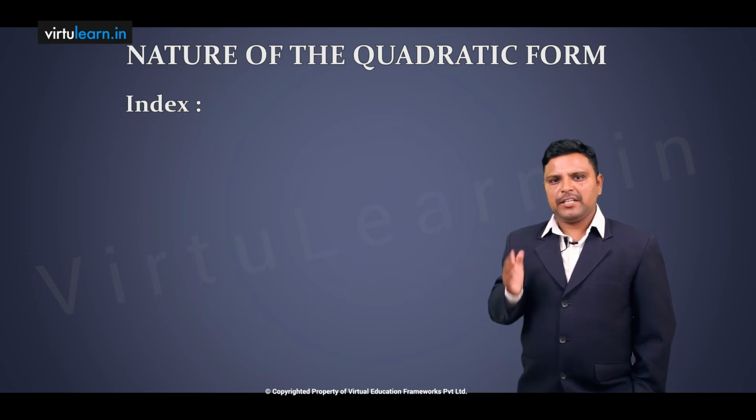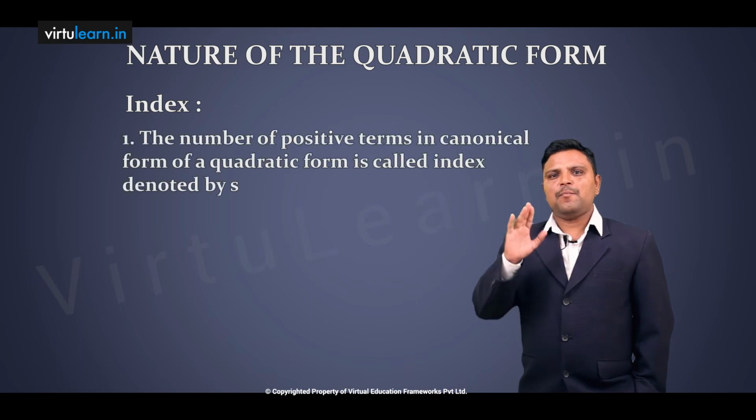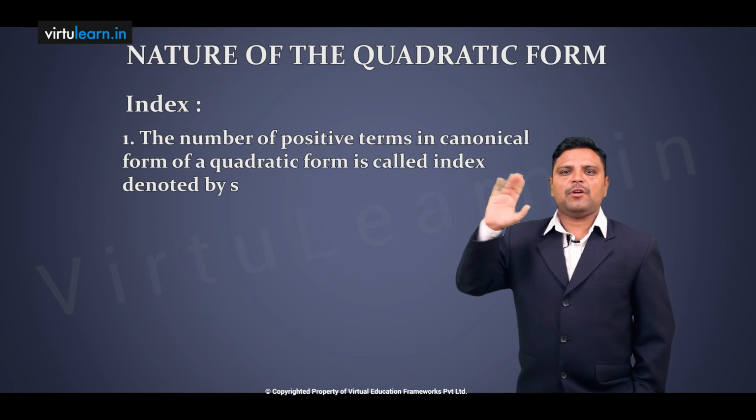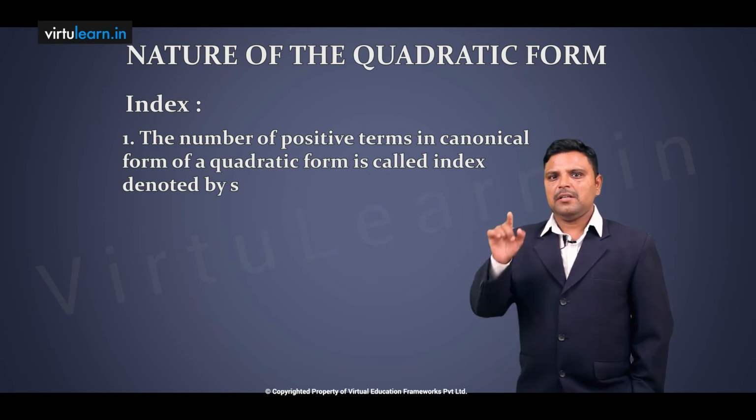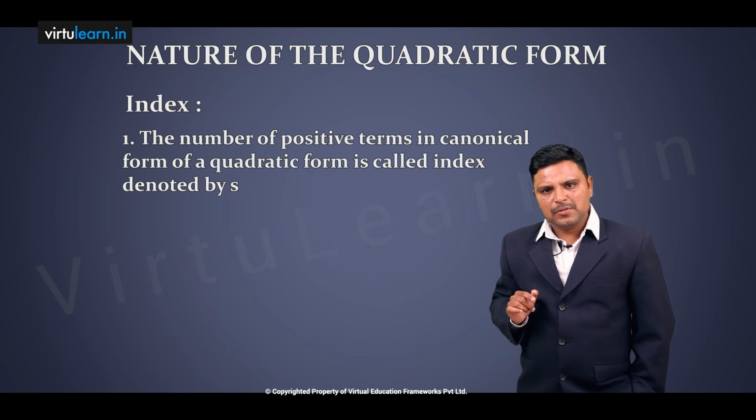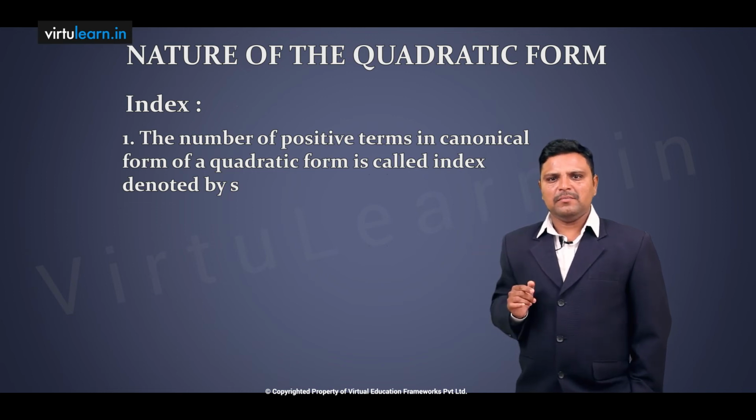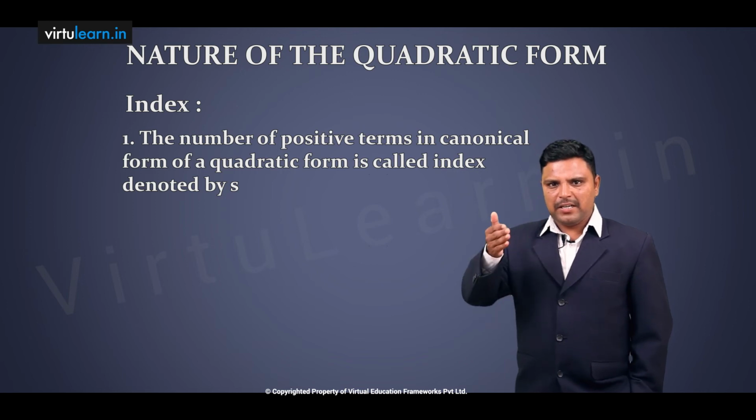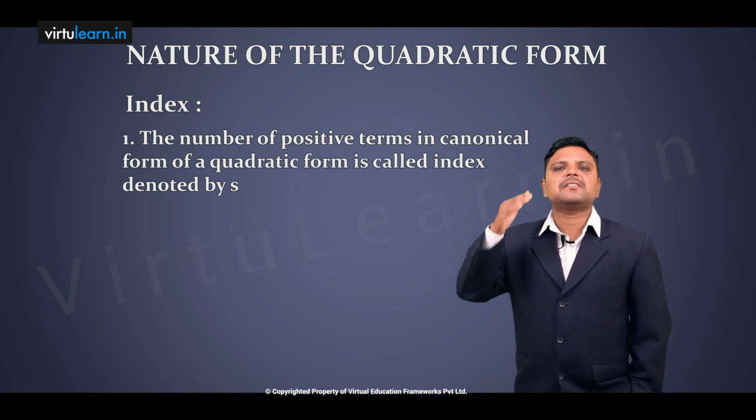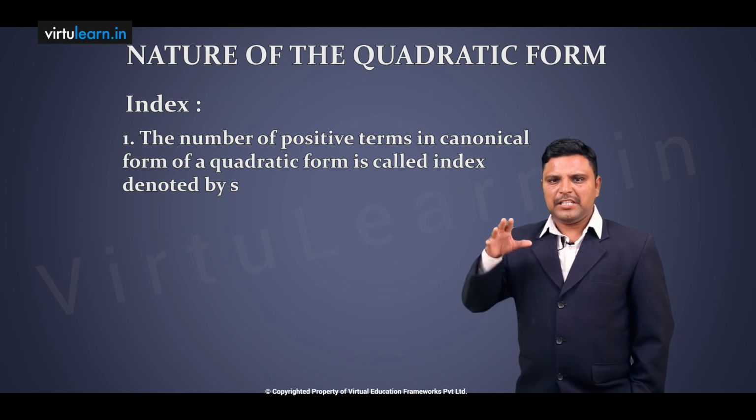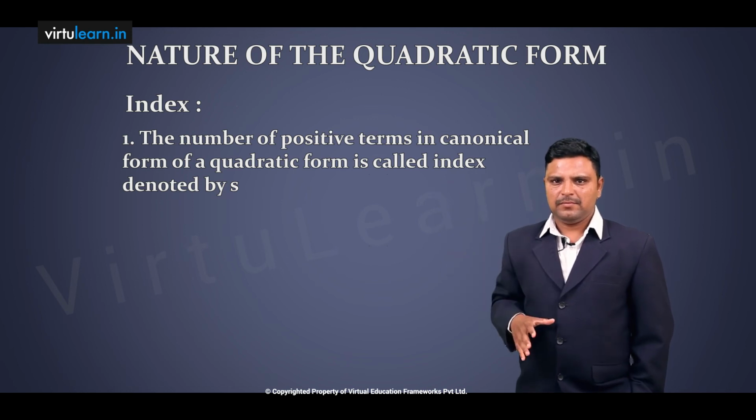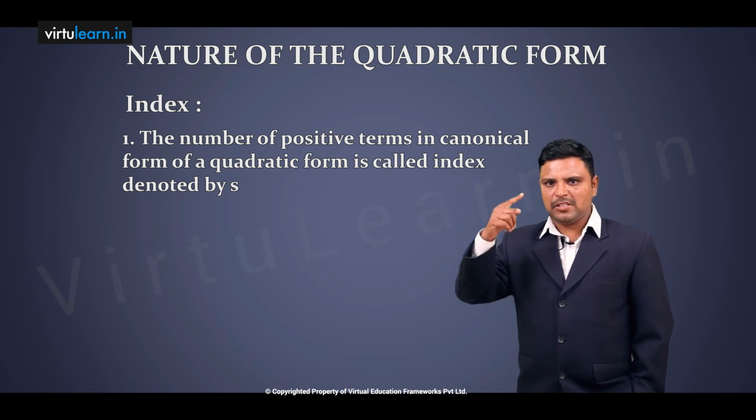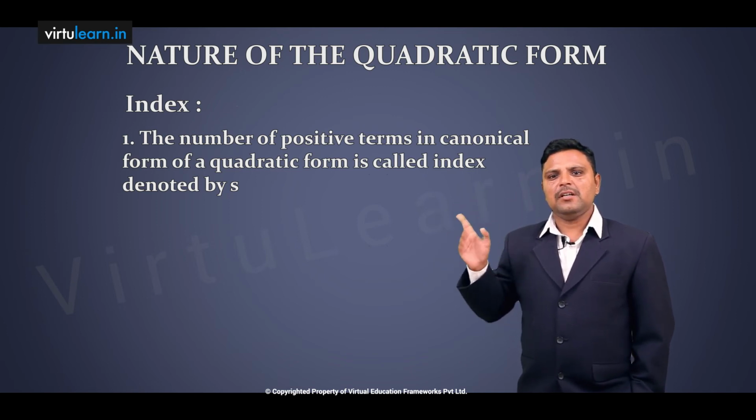After calculating the canonical form, the number of positive terms in the canonical form is called the index of the quadratic form. This is important. By observing the canonical form, we find the index of the quadratic form. It is denoted by S. S is nothing but the number of positive terms in the canonical form. This is the first nature of the quadratic form.